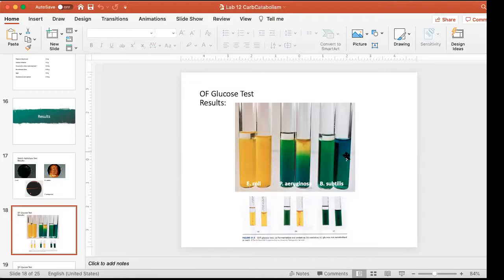Let's start with Bacillus over here. The open air Bacillus tube has started to turn blue. It's not blue all the way down, but there is definitely some blue in here, which means the pH of this tube is alkaline. And that means that this organism, rather than using the glucose to make ATP, has instead been breaking down the peptone.